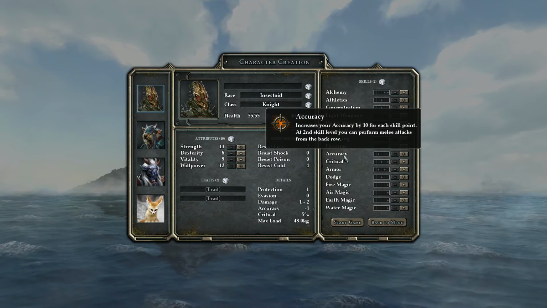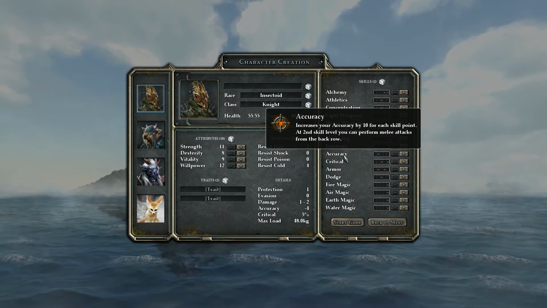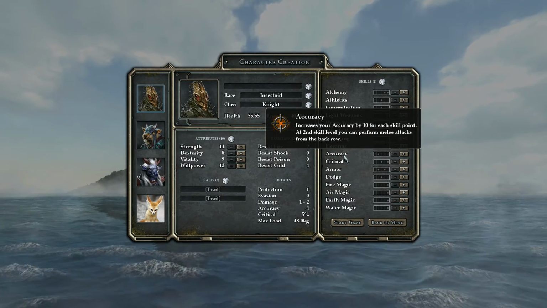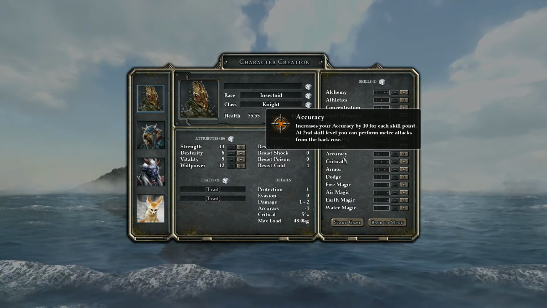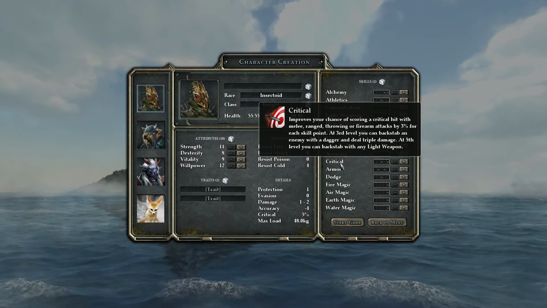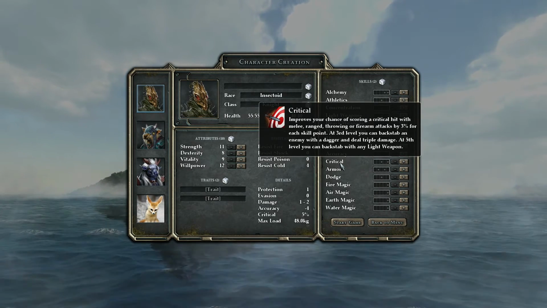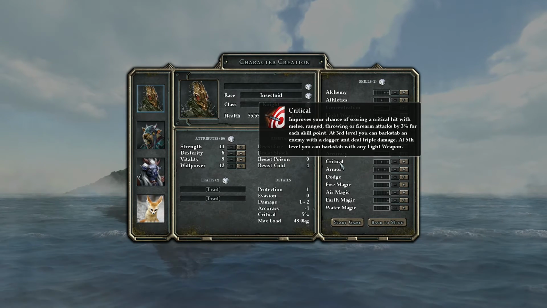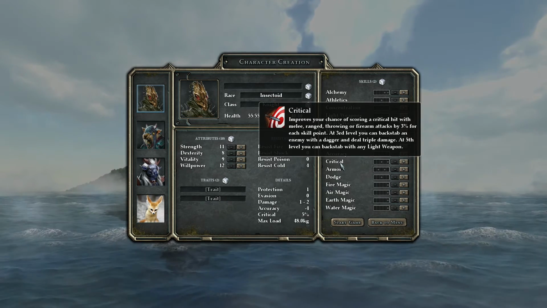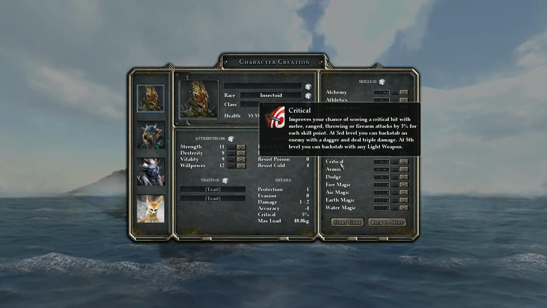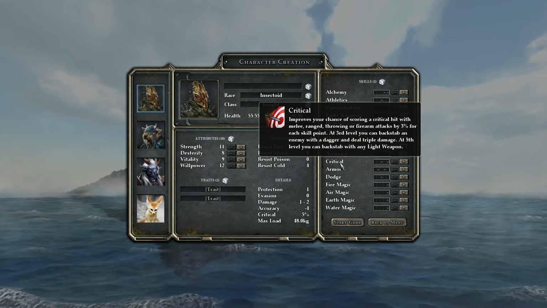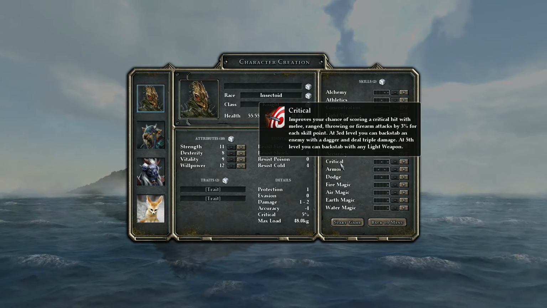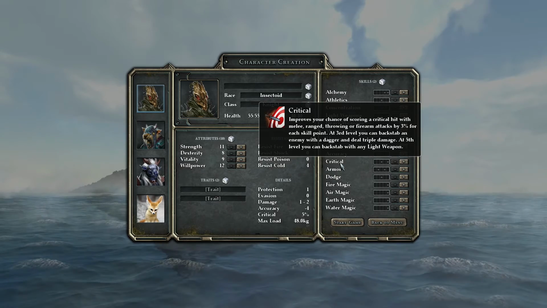Accuracy increases your accuracy by 10 for each skill point. At 2nd skill level, you can perform melee attacks from the back row. Critical improves your chance of scoring a critical hit with melee weapons, ranged weapons, throwing weapons, and firearm attacks by 3% for each skill point. At 3rd level, you can backstab an enemy with a dagger for triple damage. At 5th level, you can backstab with any light weapon.